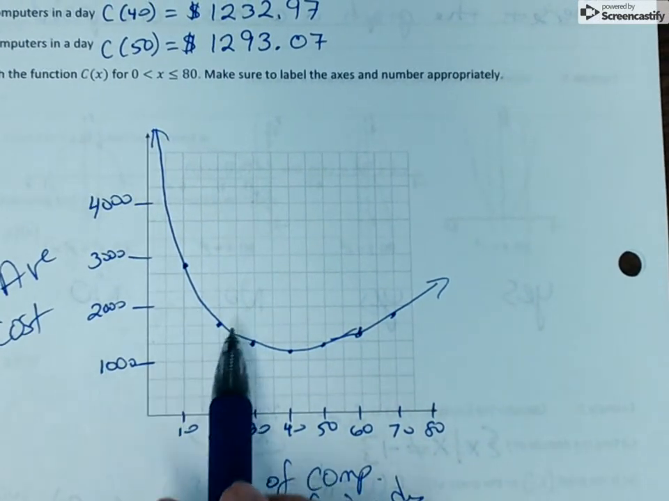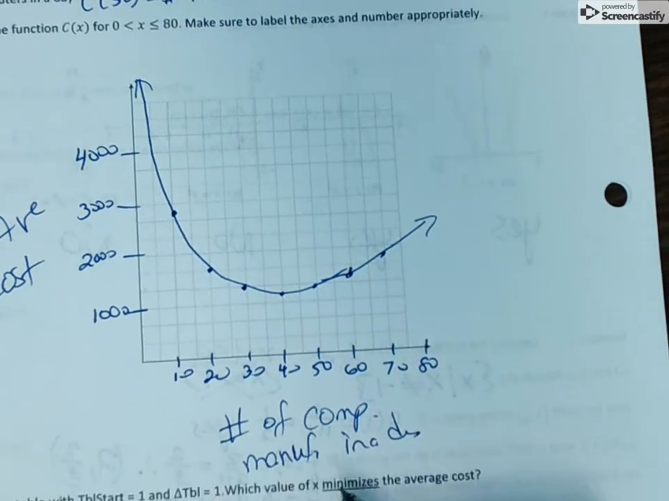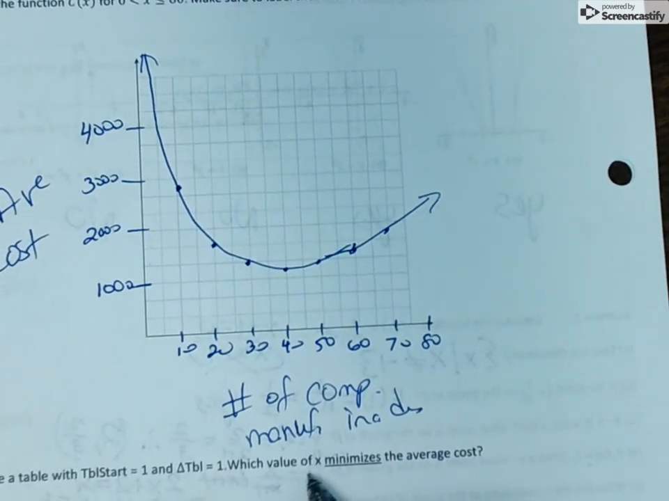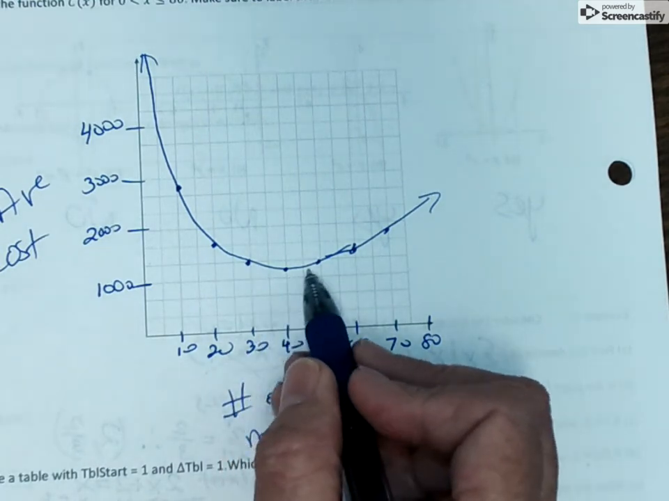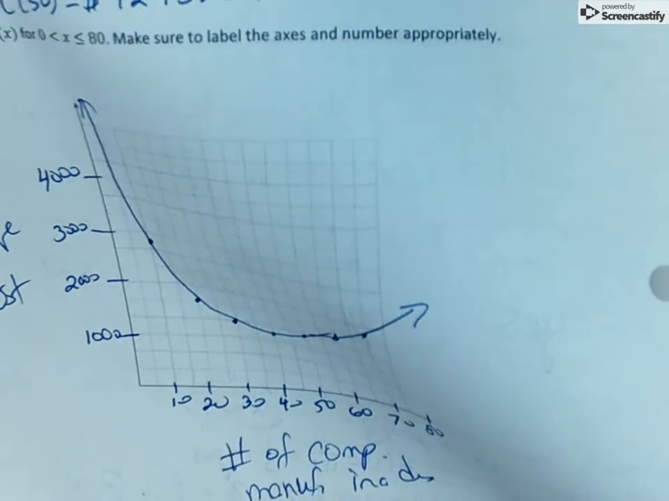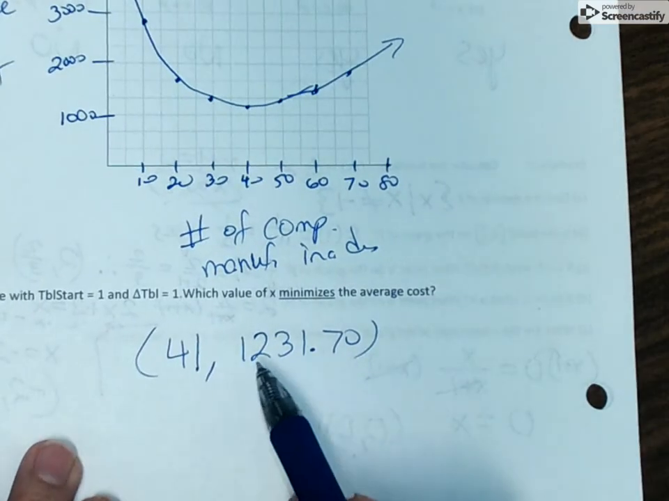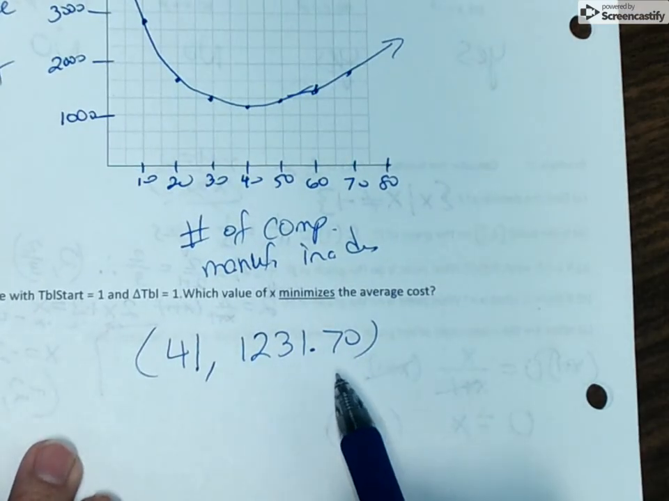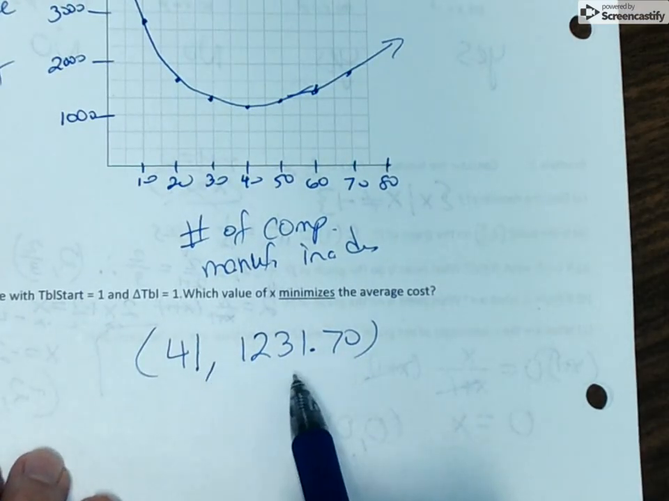I've labeled it. I've graphed it. Final thing is, which value minimizes the average cost? So I'm looking for the vertex, or the minimum right here. Putting this in the calculator, I get the minimum is at 41 and 1231.70. That means when you manufacture 41 computers, you get an average cost of $1,231.70. That is the minimum average cost.